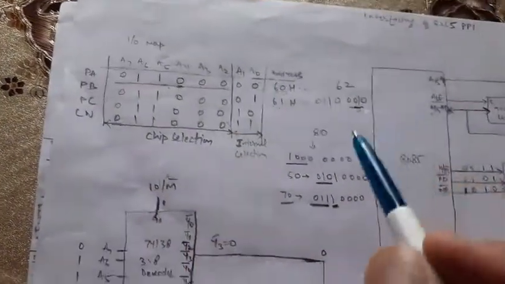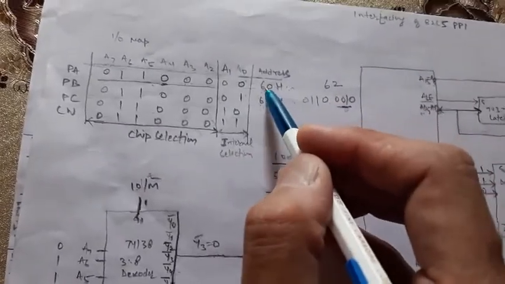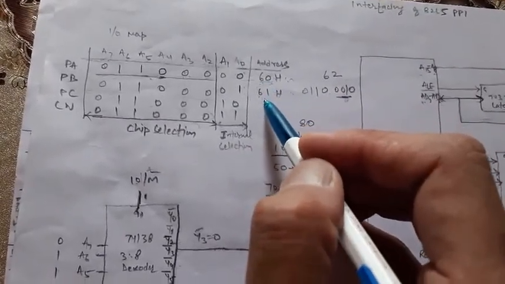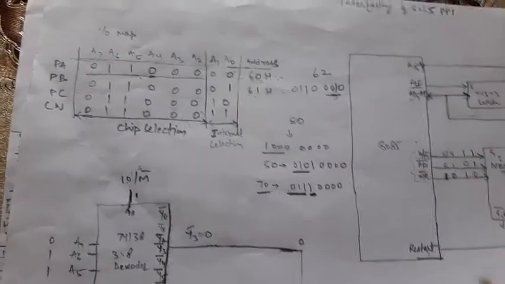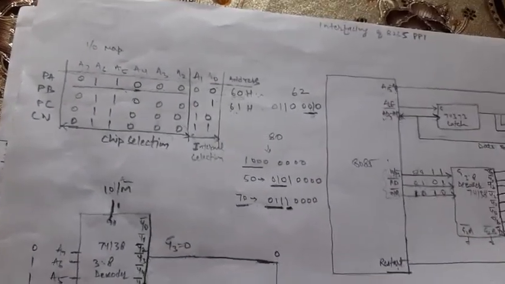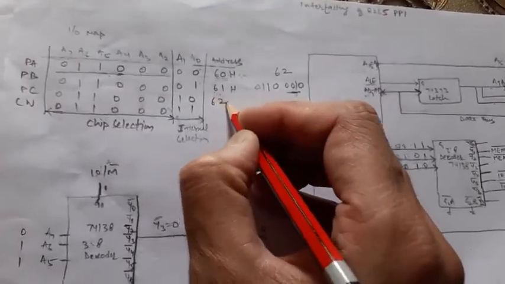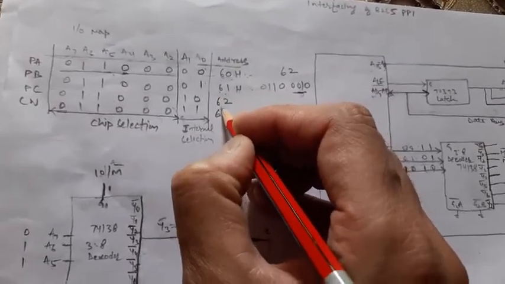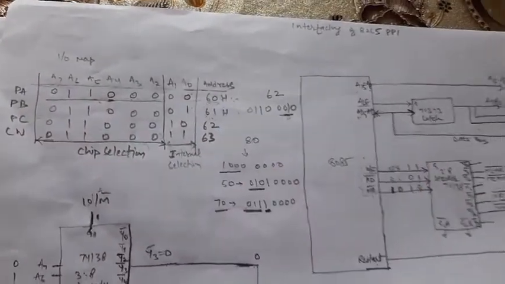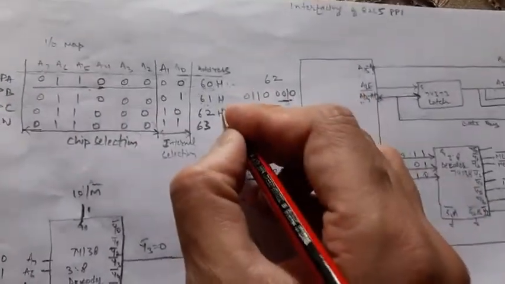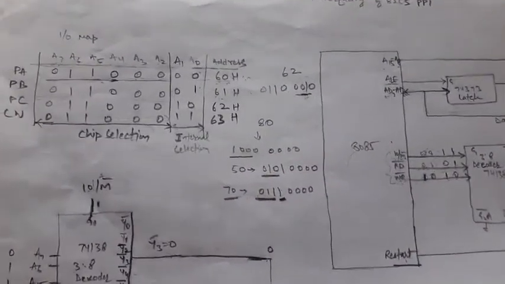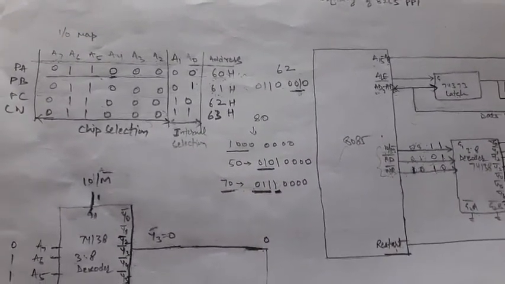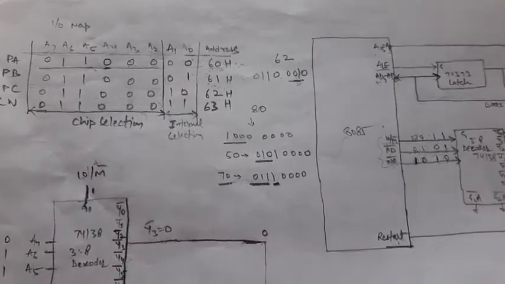Now suppose I have taken the addresses 60H and 61H. Why have I taken these addresses? I have purposely taken them because I took the same addresses in the case of 8259, so we need not get confused. So I have taken 60, 61, 62 and 63H. These are the 4 addresses meant for the 8255 chip. We can take any random addresses.